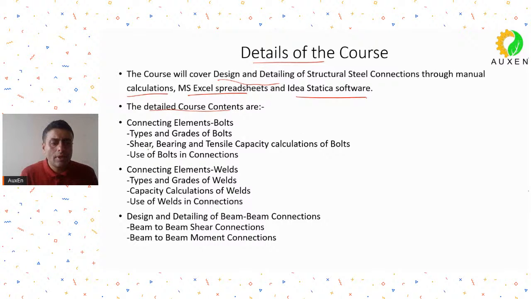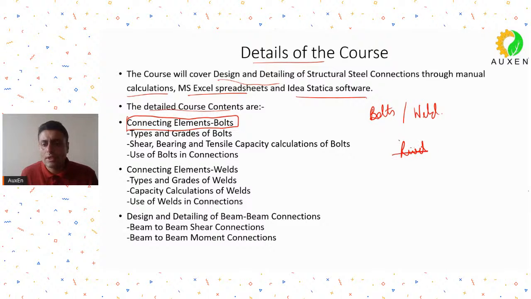So we will start with understanding of connecting elements. Okay, which are the two connecting elements that you now see? Either you see bolts or you see welds. Okay, you don't see rivets now. I don't know why books still continue to teach rivets. There are no rivets now. So these are the two basic connecting elements. You have the bolts and you have the welds. So that is what we will start with.